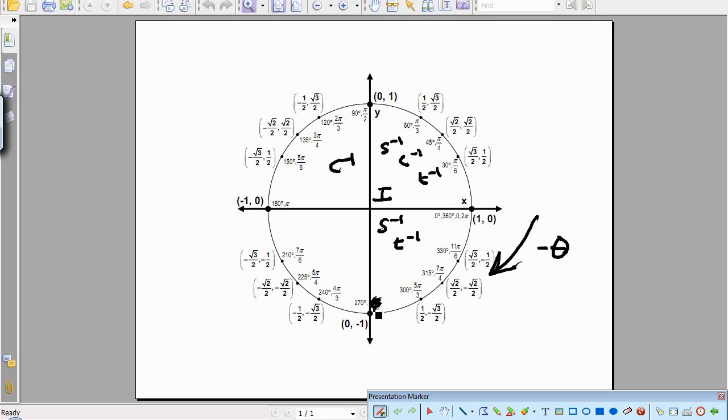So you can't look at this as 3 pi over 2, but negative pi over 2. You can't look at this as 5 pi over 3, but negative pi over 3. This would be negative pi over 4. This would be negative pi over 6, and everything in between.